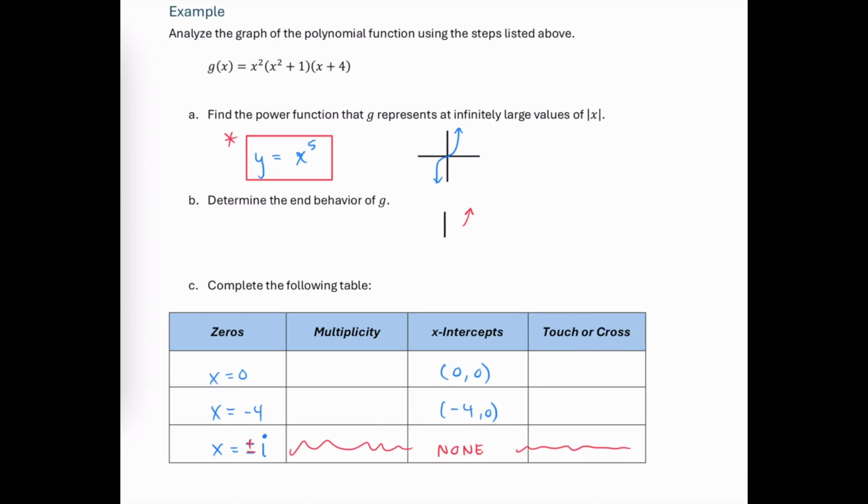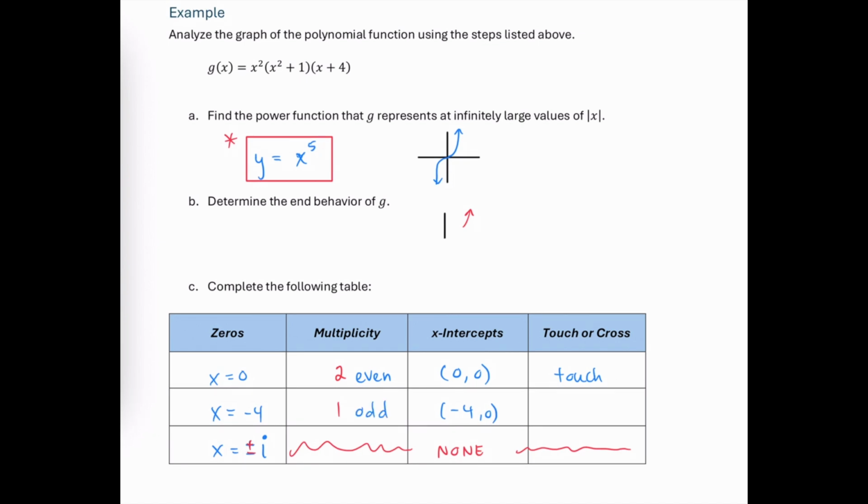To determine the multiplicity of x is equal to 0, we look at the factor that generated it, which was x squared. The power on that factor is 2, so the multiplicity of that 0 is 2. To look at the multiplicity of x is equal to -4, we consider the factor that generated that 0. The power on that factor is 1, and therefore the multiplicity of that 0 is 1. Because the multiplicity of this 0 is even, our graph is going to touch the x-axis and turn around there. Because the multiplicity of this 0 is odd, our graph is going to cross the x-axis at this x-intercept.